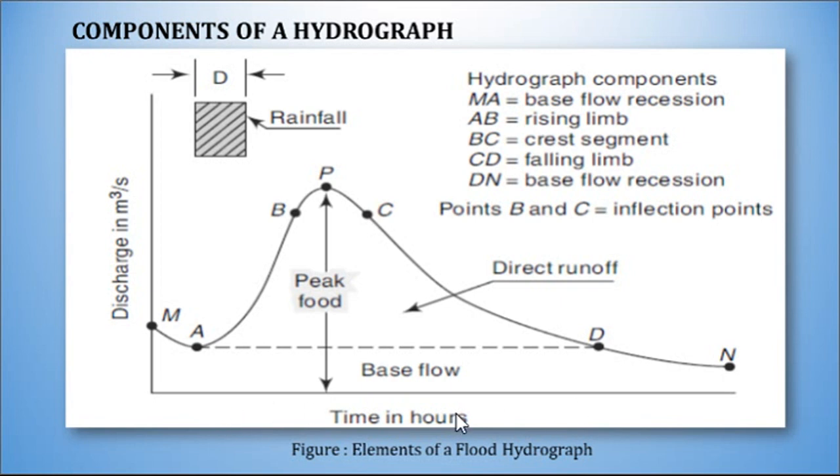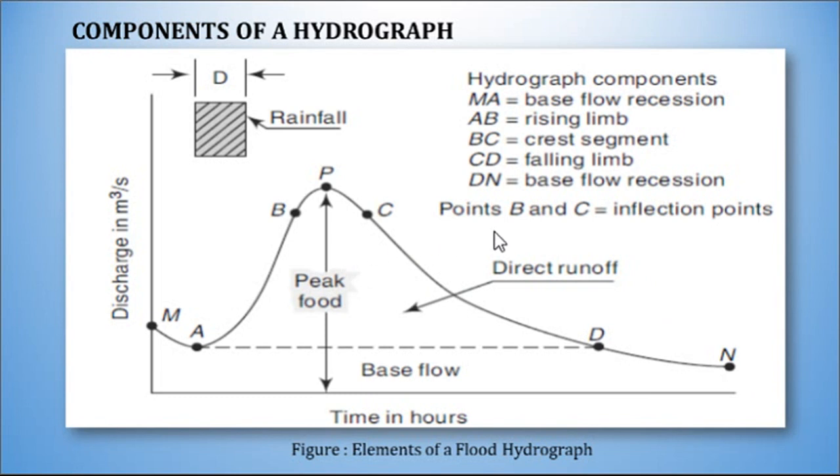If we plot a graph of discharge versus time, typically we are going to get a graph like this, which is known as hydrograph or a flood hydrograph, which has several components like this MA. It is a base flow recession. Before starting of the storm, these components exist in the hydrograph. Then AB is the rising limb, then BC is the crest segment, CD is the falling limb or a recession limb, and this DN is the base flow recession.